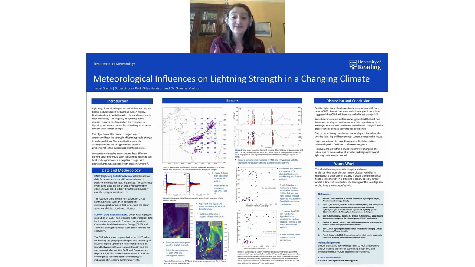So if we combine this with the non-linearity of these results, I can suggest a threshold hypothesis. So in the future, we are likely to meet a threshold value of CAPE and convergence. And as we meet this, we're going to have a greater range of lightning current values on individual strikes, so it'll reach a higher tailing end off point.